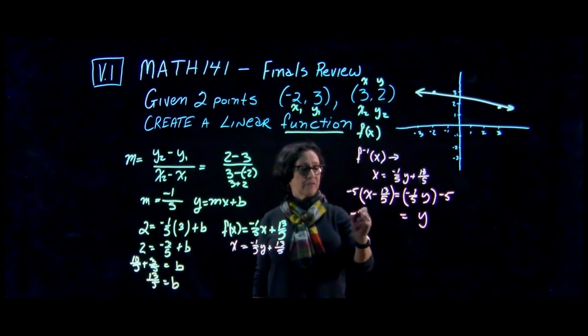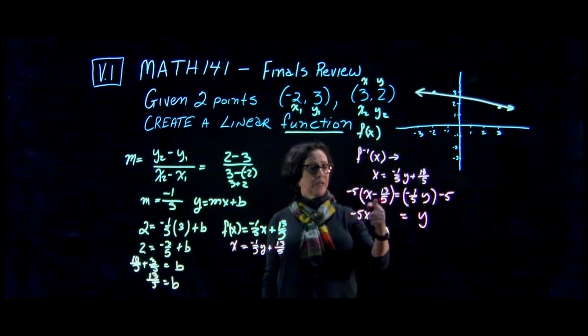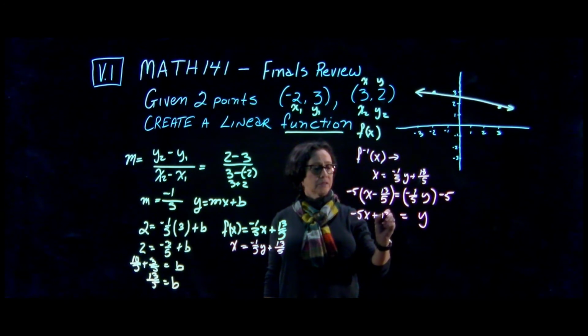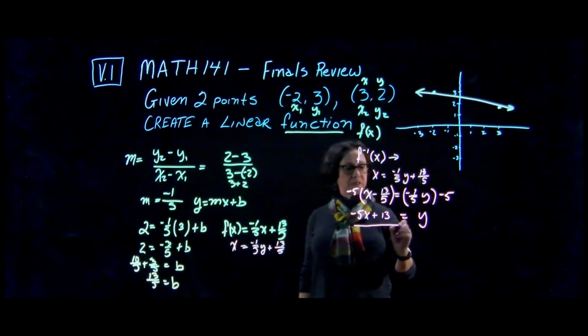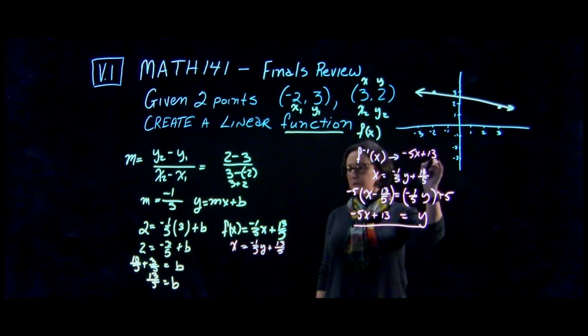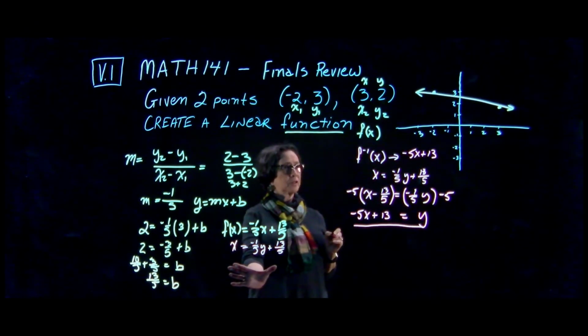Negative 5x, and these 5's would cancel, the negative would cancel, and I'd have plus 13. So this would be our inverse function, negative 5x plus 13. That would be the inverse of this function here.